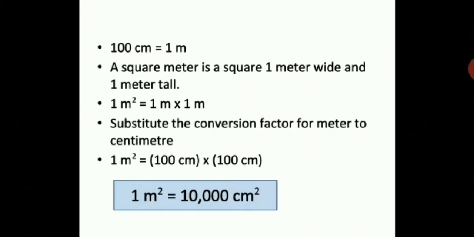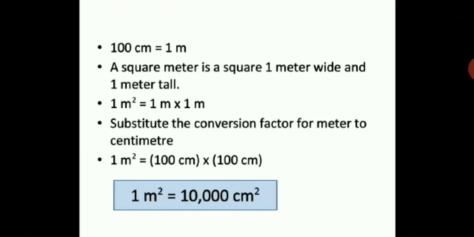Here we will see how the conversion is extremely important for you to understand, and then you will write this in your notebook. As you all know, you have already studied 100 centimeter is equal to 1 meter. A square meter is a square 1 meter wide and 1 meter tall. It means that 1 meter square is 1 meter into 1 meter. Now what will we do? We will substitute the conversion factor for meter to centimeter.